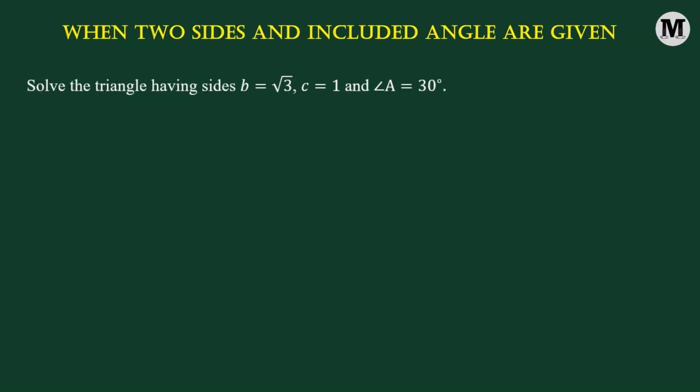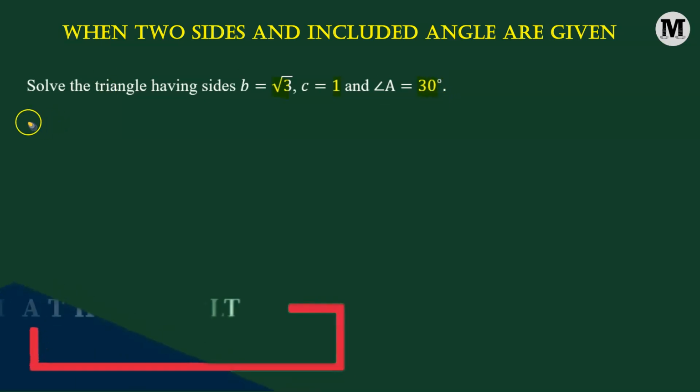Solve the triangle having the side b equals square root of 3, side c equals 1, and the angle lying between the two sides, b and c, given as 30 degrees. Okay, let us begin.